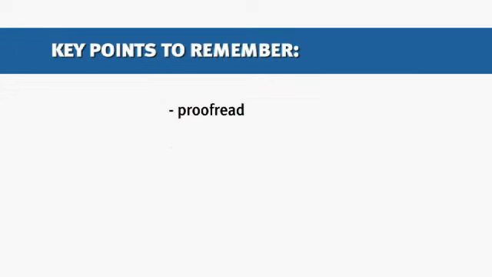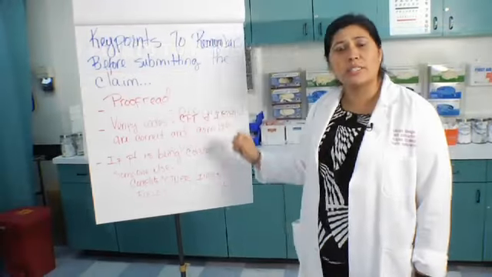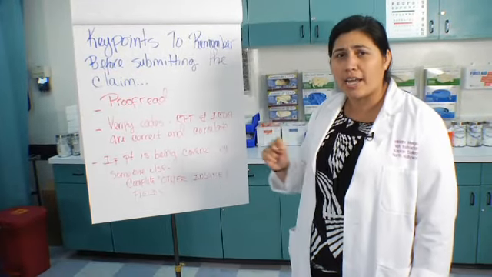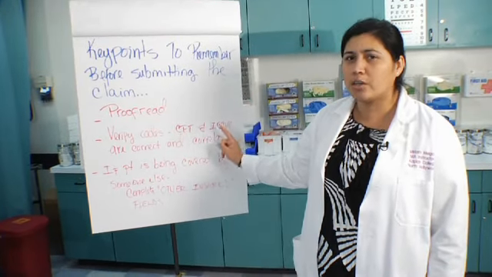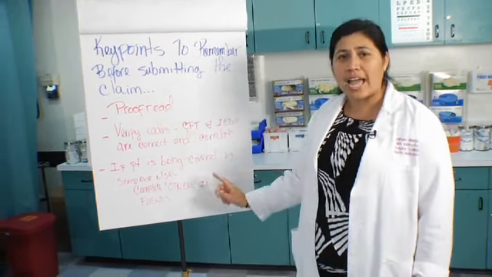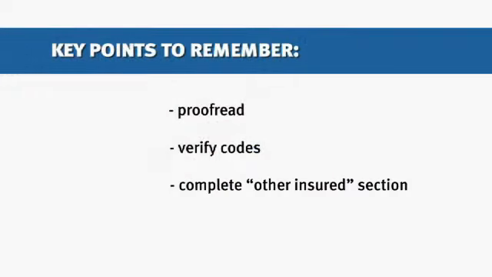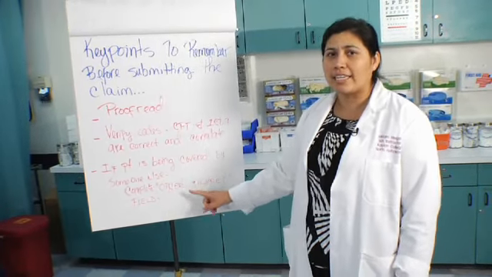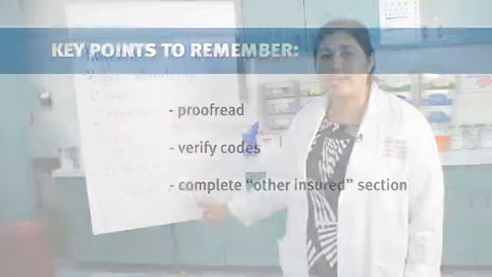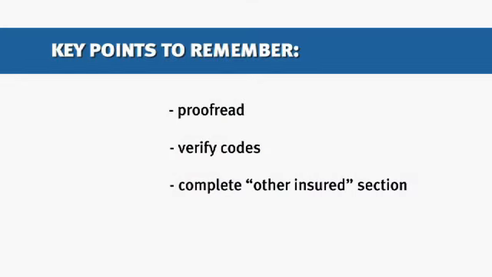Number 2, verify your codes. Make sure that what you're billing for is being justified. How do you do that? CPT code, ICD-9 code. Make sure that those are correct. And lastly, make sure that if your patient is not the one who's insured, that you complete the other insured piece of the claim. That is very important. We want to get paid. That's the ultimate goal. Remember, clean claims get paid.